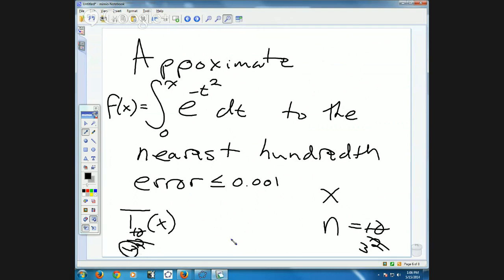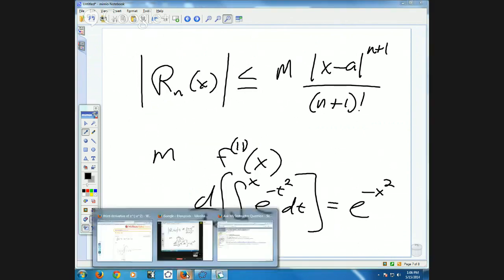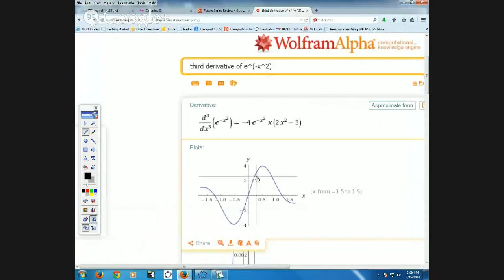The fourth one, which means I need 4 derivatives. Now, the first derivative is e to the negative x squared. I asked Wolfram Alpha to take 3 more derivatives of that, which gives me 4 derivatives altogether. According to the graph here, the fourth derivative has a maximum of about 4. So that's our M. M is 4 here.